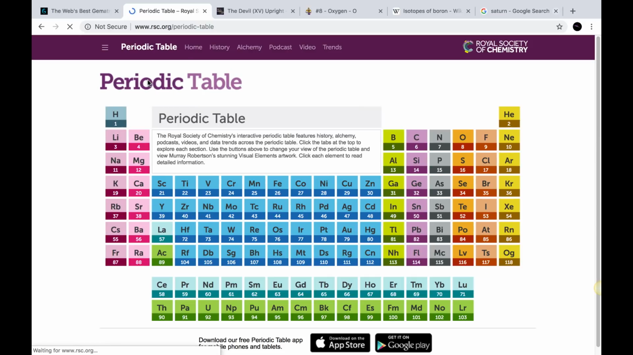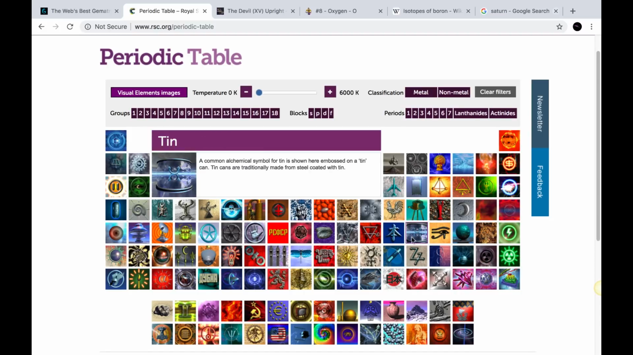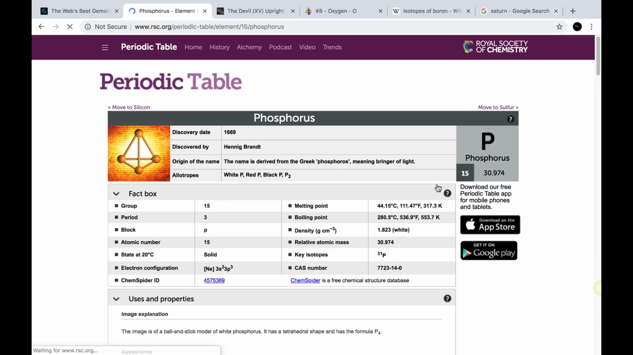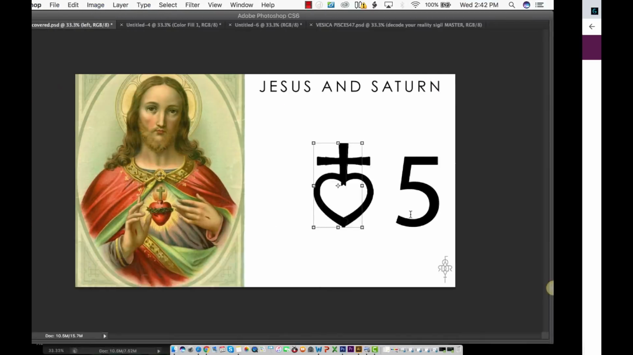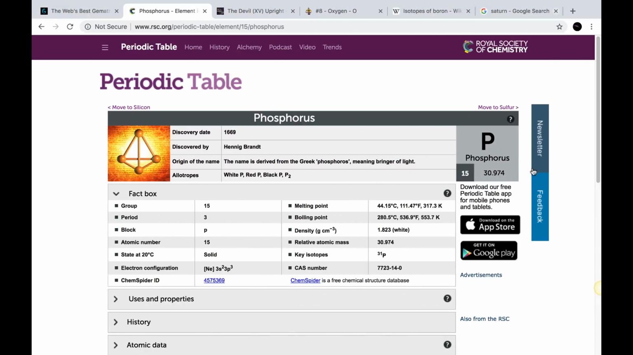If you go to the periodic table and you click on the visual element images, you'll see all these have different elements and pictures to them. Who chose these? I'd like to talk to the person responsible for choosing these and pick their brain and ask them, why did you pick it? I mean, this is phosphorus right here, the 15th element. Remember, we're talking about the devil card, right? The 15th card is phosphorus.